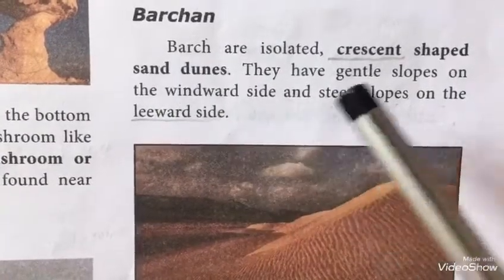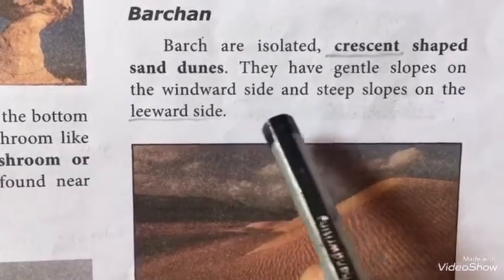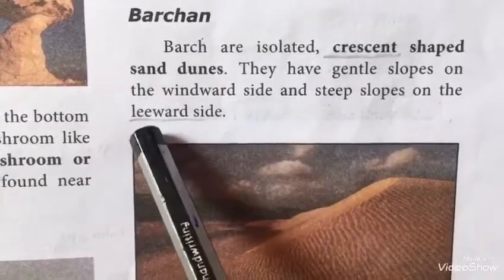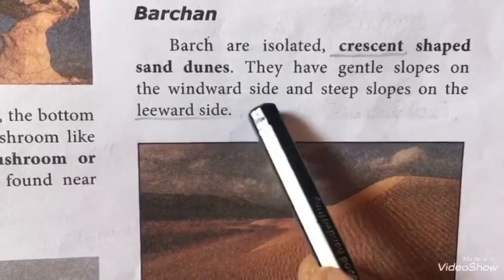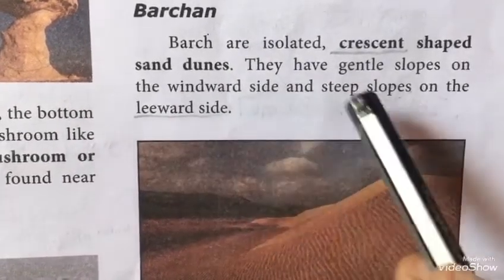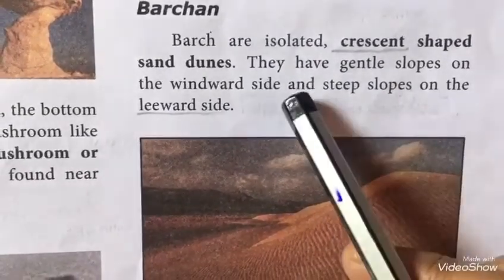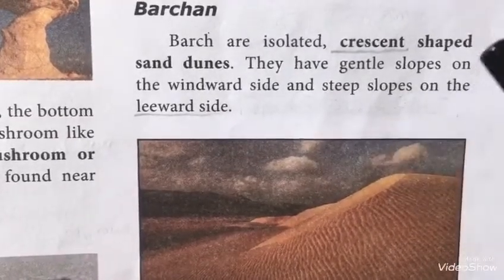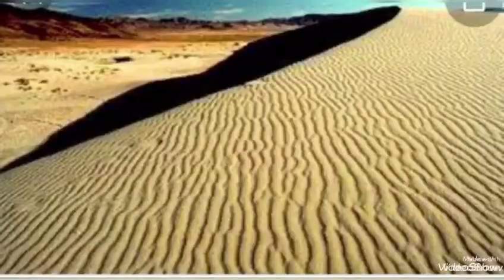Okay. And it has slopes. The wind blow side is known as the windward side. Leeward side means the side which is opposite to the wind blowing. So on the windward side it has gentle slopes, but on the leeward side it has steep slopes. Steep means a vertical slope. So the sand dunes which are deposited in a place and whose shape is similar to a crescent are known as barchans. This is barchan.